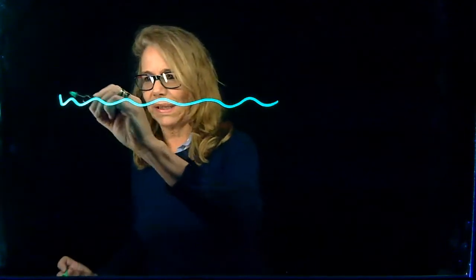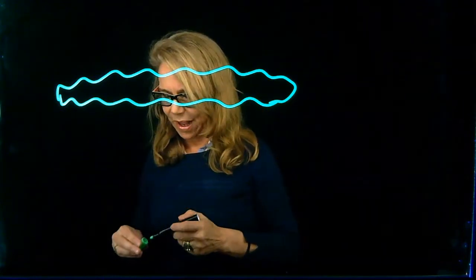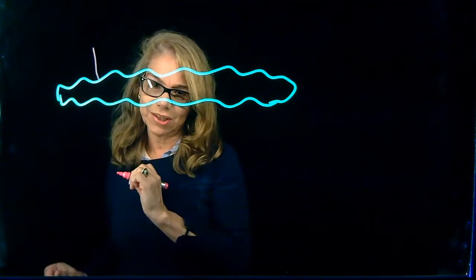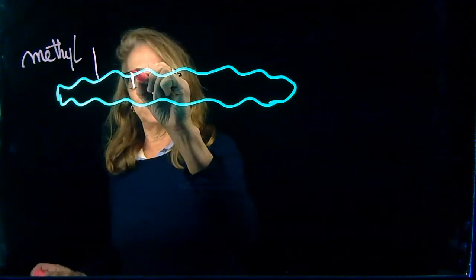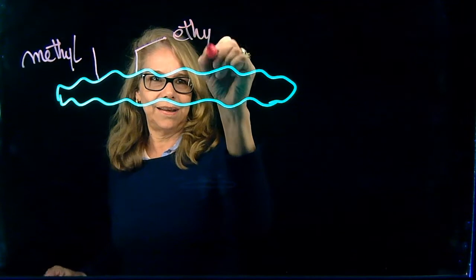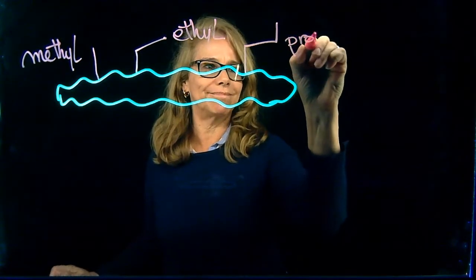Let's talk now about how to name substituents in a systematic way. There are common names and IUPAC names for substituents. I'm going to draw something like that for, say, our parent chain, any number of atoms. Something like that attached to the parent chain is a methyl, one carbon. If we have two, that's an ethyl. And now I have three, that's a propyl.